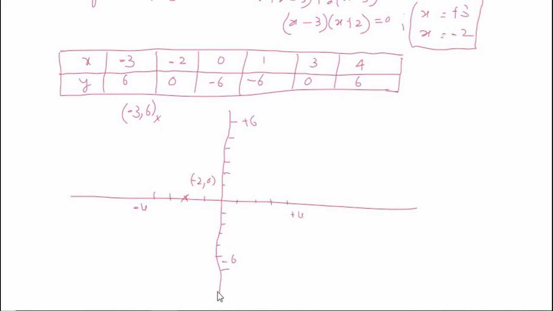Next point is 0 comma minus 6. Then 1 comma minus 6. This is 1. So this point, 1 comma minus 6. Then you have 3 comma 0. This is 3. So this is 3 comma 0. The last point we have to plot is 4 comma 6. This is 4. This is 6.